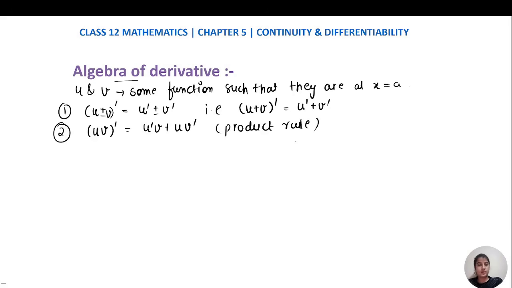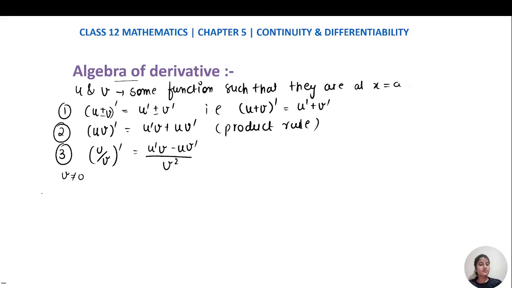This is called the product rule. Then another one is the differentiation of their quotient, that is differentiation of u by v. We're given that v is not equal to 0 at that point. So (u by v) dash is given by (u dash v minus u v dash) divided by v square. So this is our algebra of differentiation.